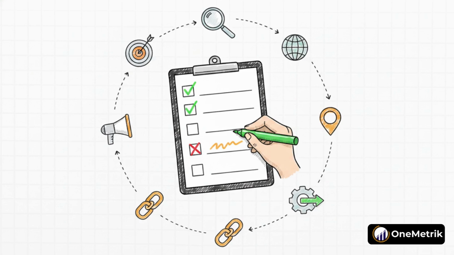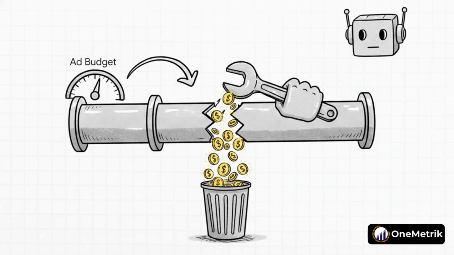Score each of these checks as red, amber, or green. And please, whatever you do, remember the golden rule. Fix your measurement and intent filtering before you even think about tweaking a landing page headline. Ultimately, this all boils down to one simple rule. Find the leak before you add budget.